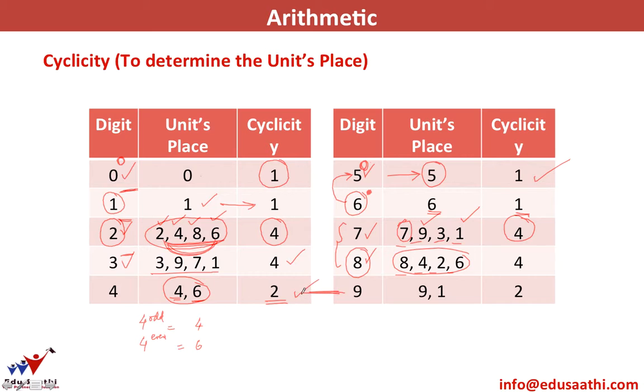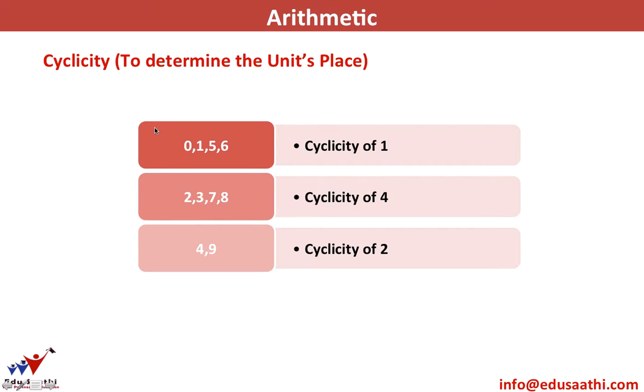9 and 4 have a similar rule. 9 raised to power anything which is odd will always end up in 9, and 9 raised to a power which is even will end up in 1. So I have only two options for the last digit. The last digit can either end up in 9 or it can end up in 1, giving rise to a cycle size of 2. So I can snub all of these things and I can write it like this.